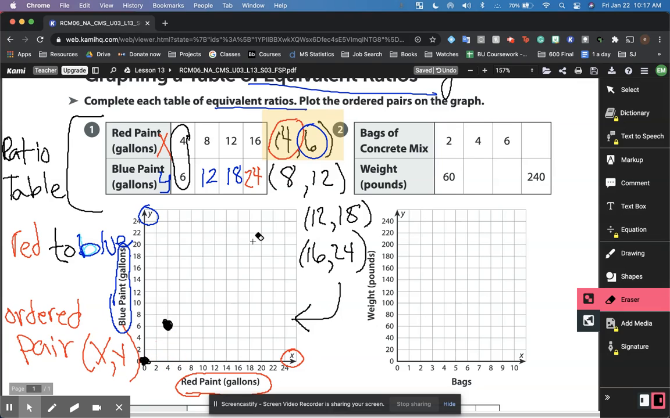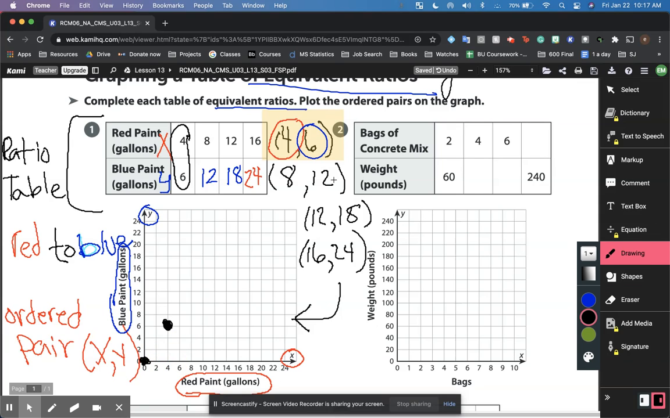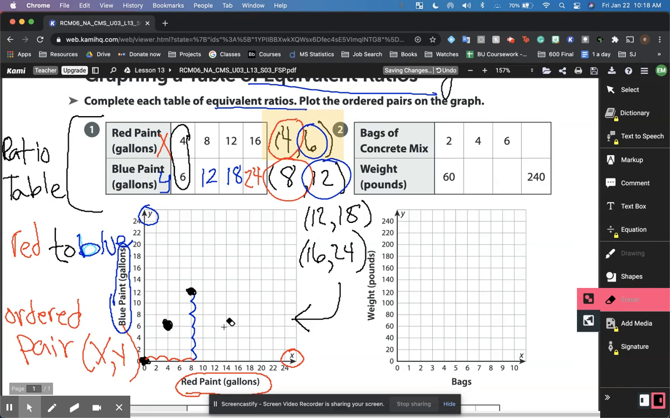Okay? Let's do the next one. 8, 12. 8 is my X number. So starting at 0 again, I'm going to go over 8. 2, 4, 6, 8. And I'm going to go up my Y number, right? I'm just going up my Y axis here to 12. 2, 4, 6, 8, 10, 12. And there is my second answer, or my second point.